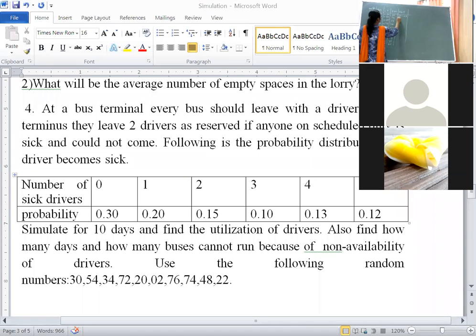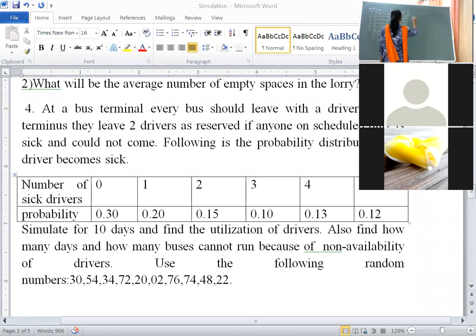In the next class interval, you have to include 30 to 49. In the next class interval, we have to include 50 to 64. In the next, 65 to 74. In the next, 75 to 87. In the next, 88 to 99. This you know how to write down.